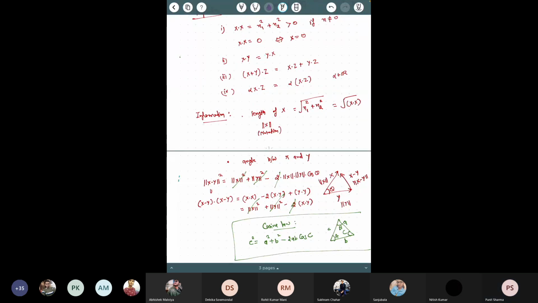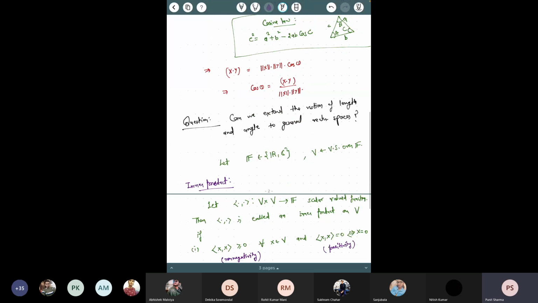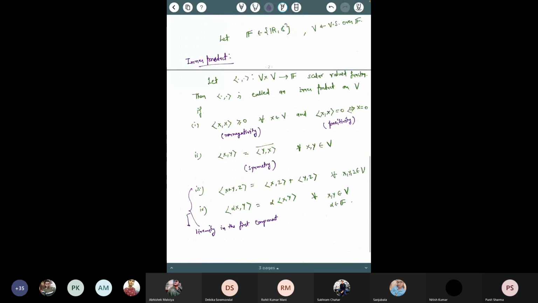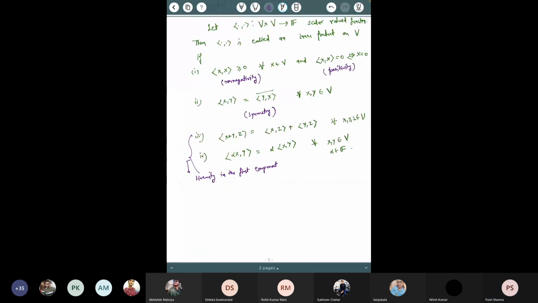Let me just fix this terminology. Let me introduce this also. A complex or real vector space with an inner product, where I use this abbreviation I.P. to mean inner product, is called an inner product space. So a vector space together with an inner product is called an inner product space, and I may use this abbreviation for it as well.